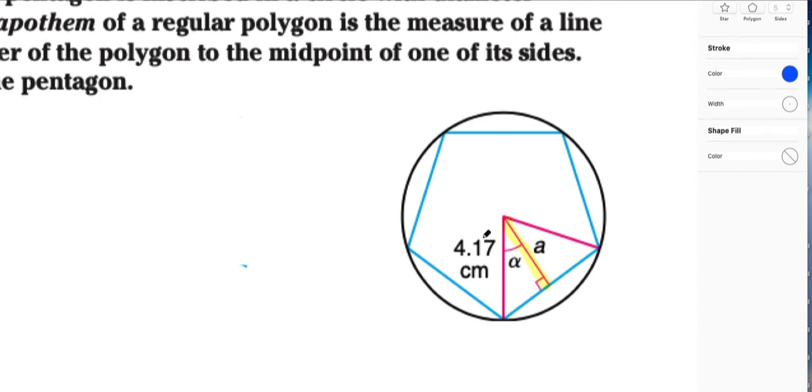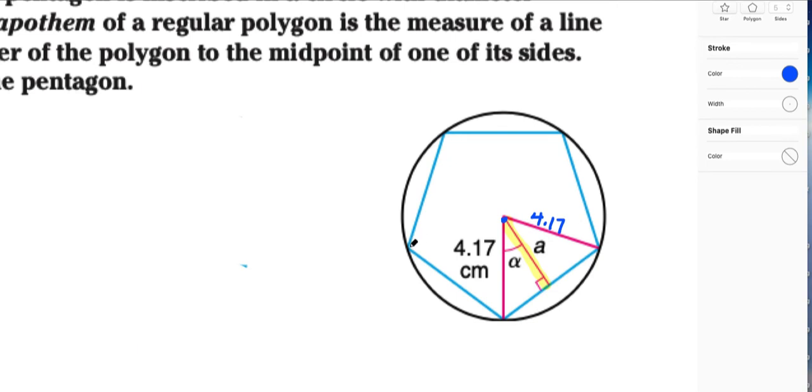What we'll do first is see what information we have about this particular figure. First, we're dealing with an isosceles triangle here, this larger triangle. So I know that this is 4.17, because the center to each vertex is going to be the same length, since it is the radius of the circle. Now that we can confirm that, we can get some information about the angles.